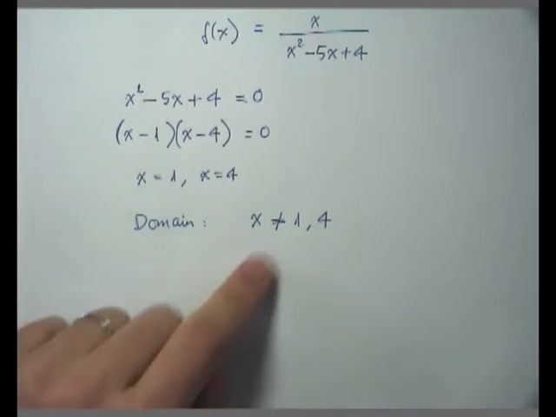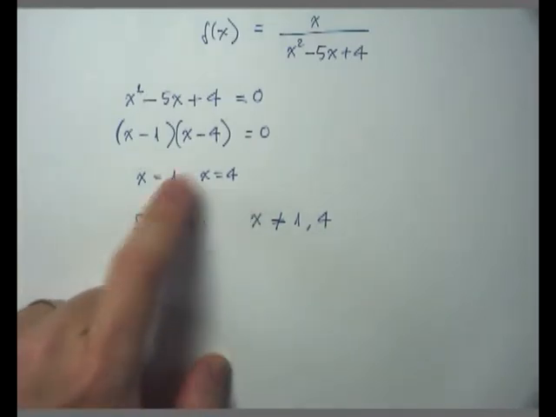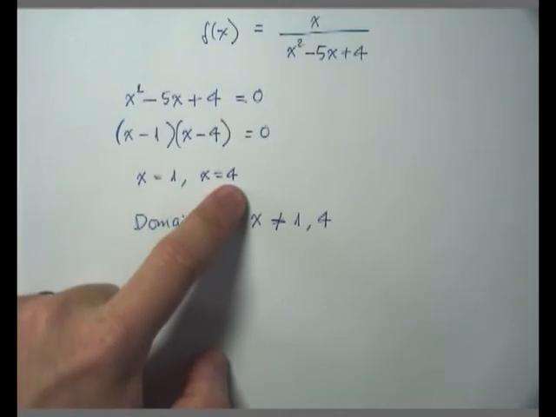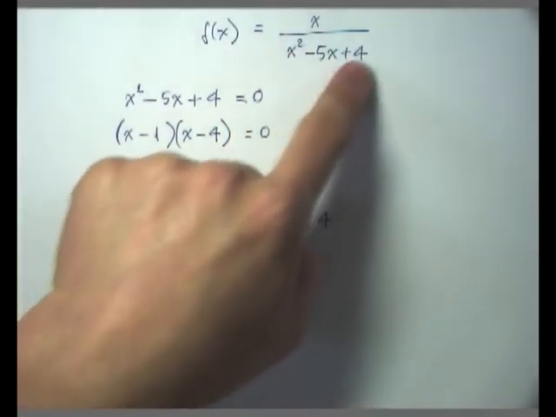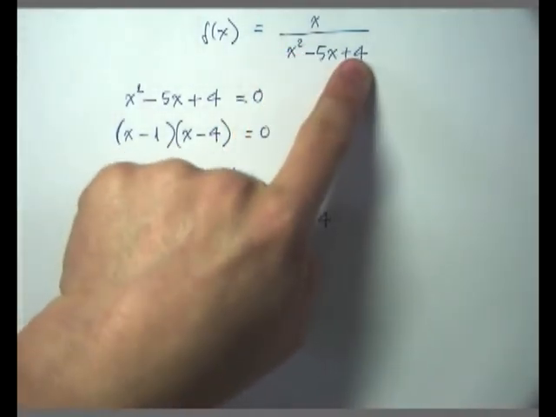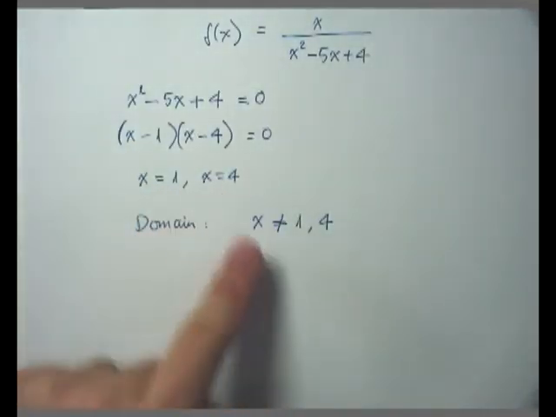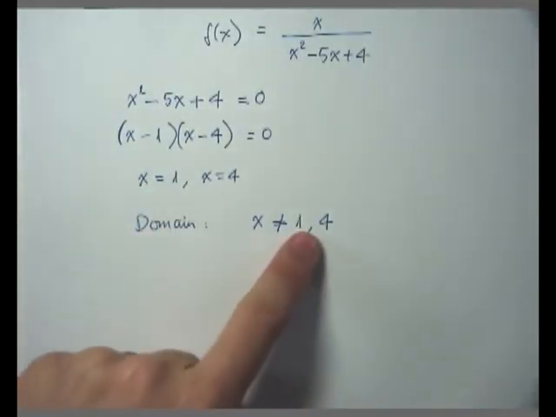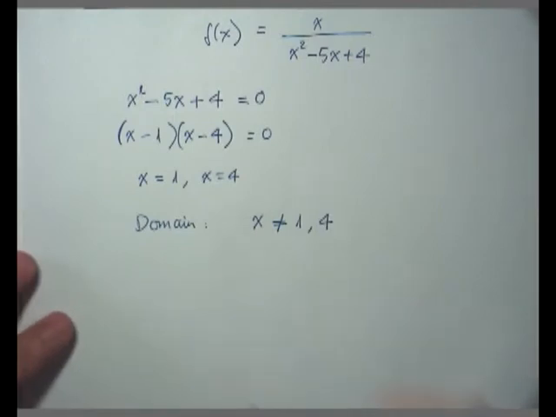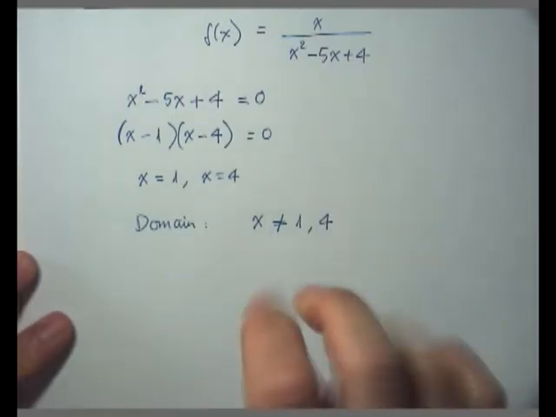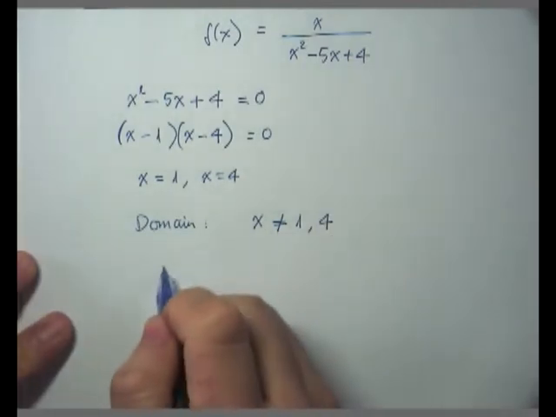That's the logic, because once again, these two values, x equals 1 and x equals 4, make the denominator of this function equal 0. Those are the bad values. So the domain is any other values besides 1 and 4. So now, to write the domain in interval notation.